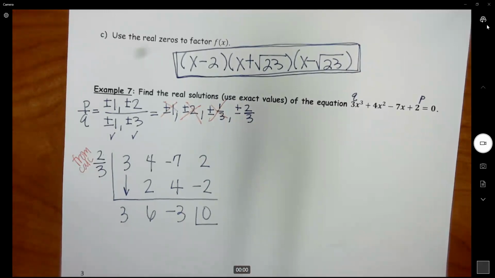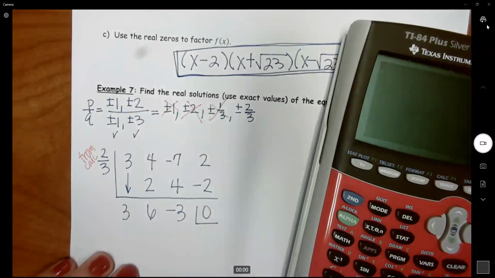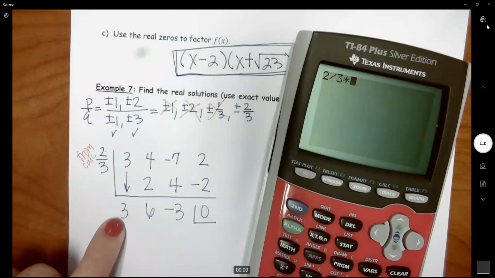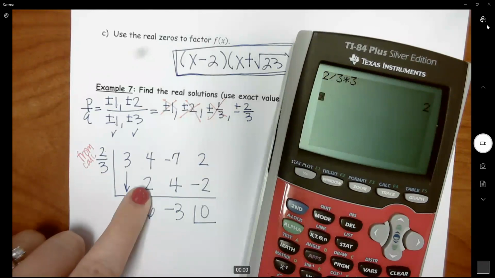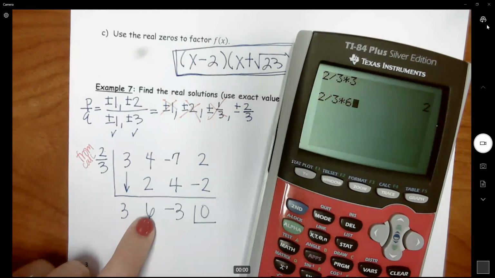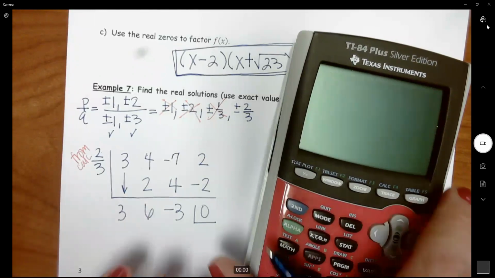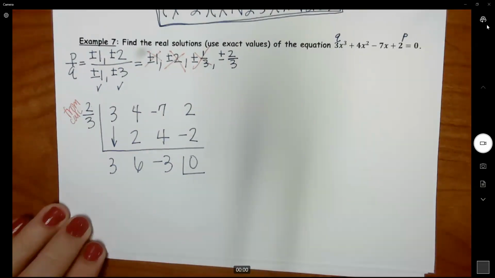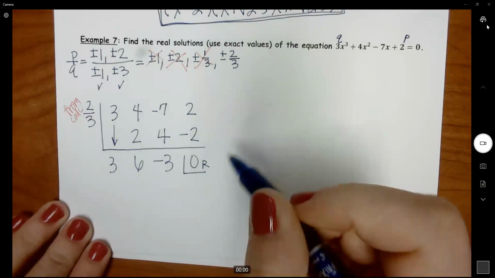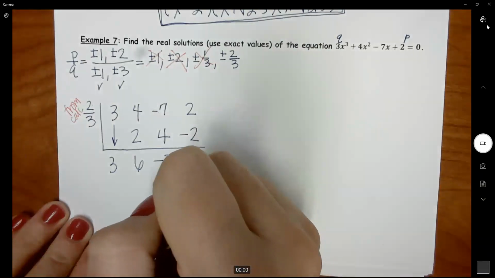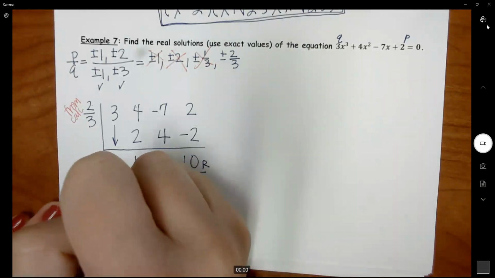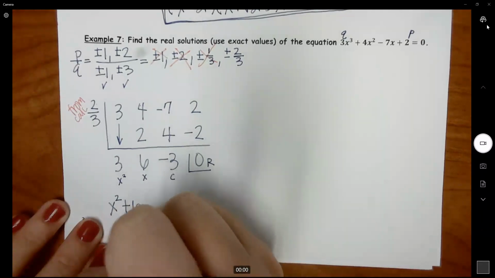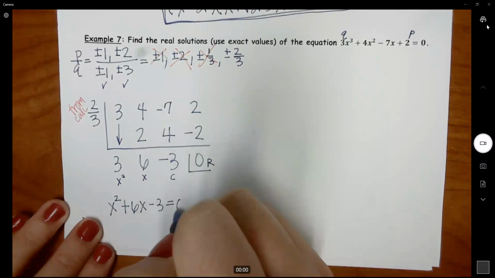Okay. If you're not good with those fractions, just literally put it in your calculator. 2 divided by 3 times 3, we got 2. 2 divided by 3 times 6, and we got 4. So use your calculator. So I now have this right here. Here's my remainder, so I know that I found this correctly. This is my constant, my x, and my x squared. So I have x squared plus 6x minus 3 equals 0.